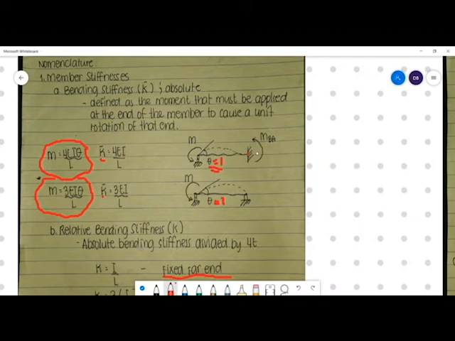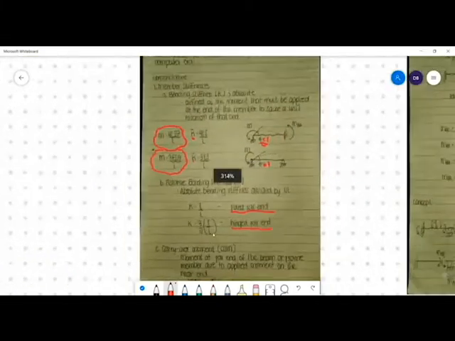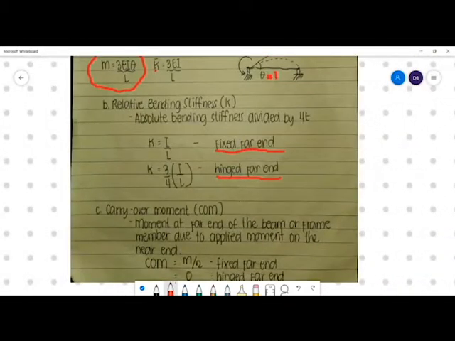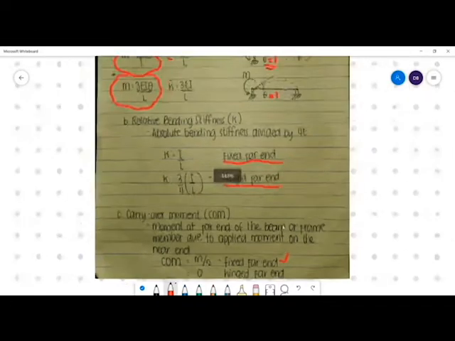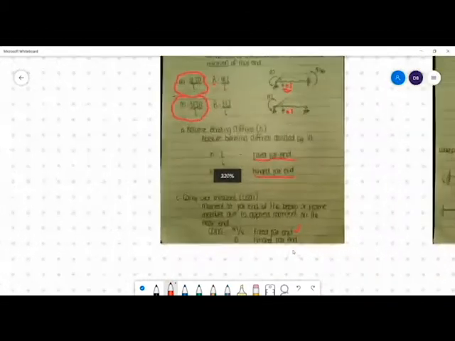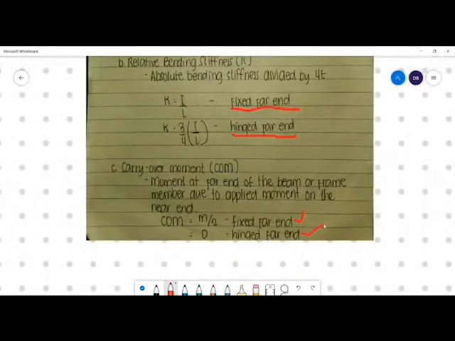We are able to derive that MBA, when we apply a moment on the left, the moment on the right will be equal to M over 2, when the far end is a fixed support. But when the far end is a simple support, we have no moment on the right and rotation is just allowed. So therefore, the carryover moment is equal to 0 when the far end is a hinge.